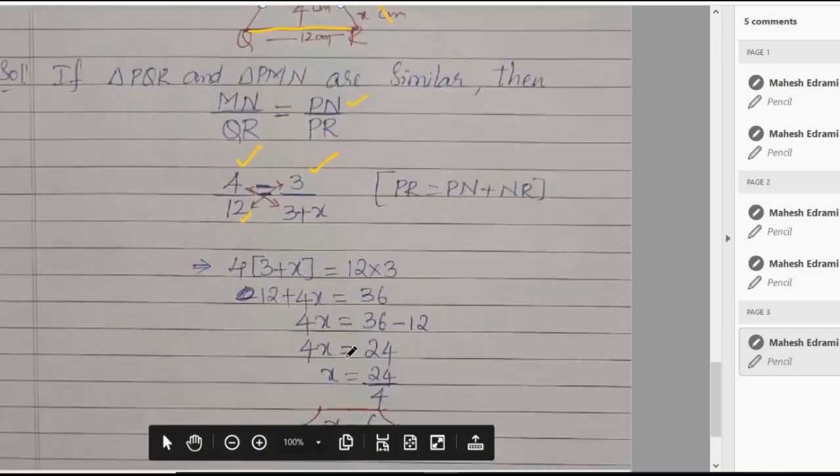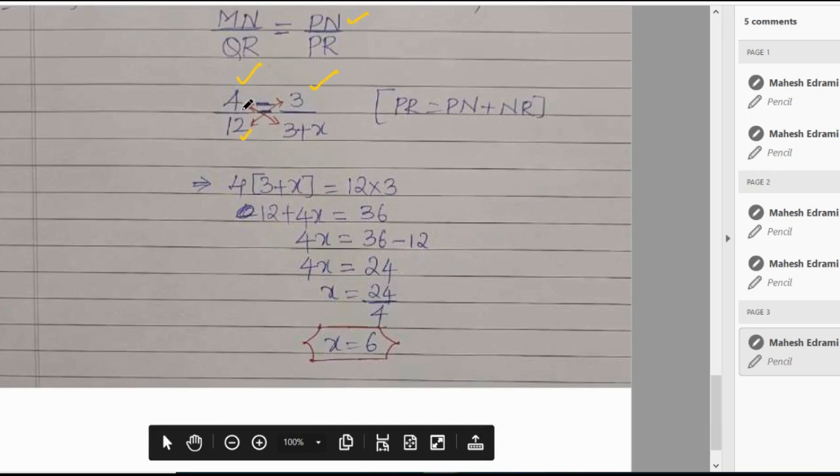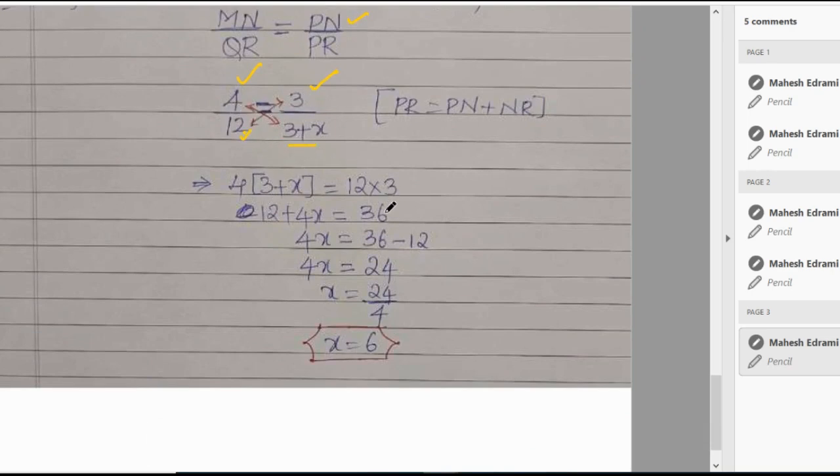So when two fractions are equated, we have to do cross multiplication. 4 into 3 plus x should be equal to 12 into 3, which is 36. So we'll send plus 12 to other side. It will become minus 12. 4x is equal to 24. x is equal to 24 by 4, which is 6.